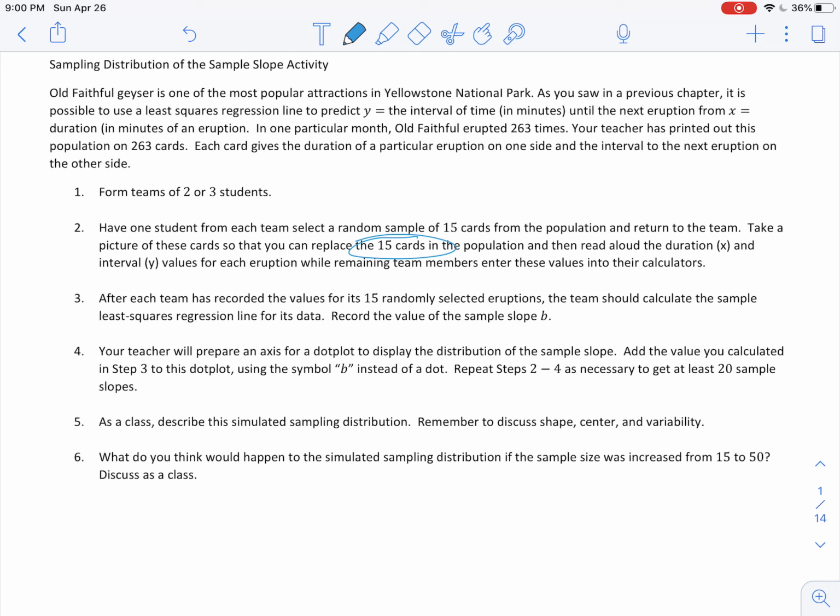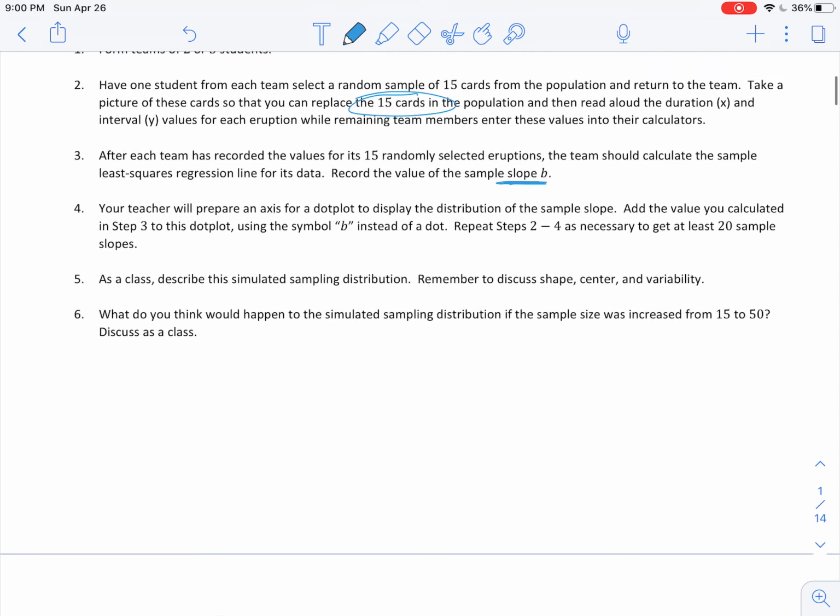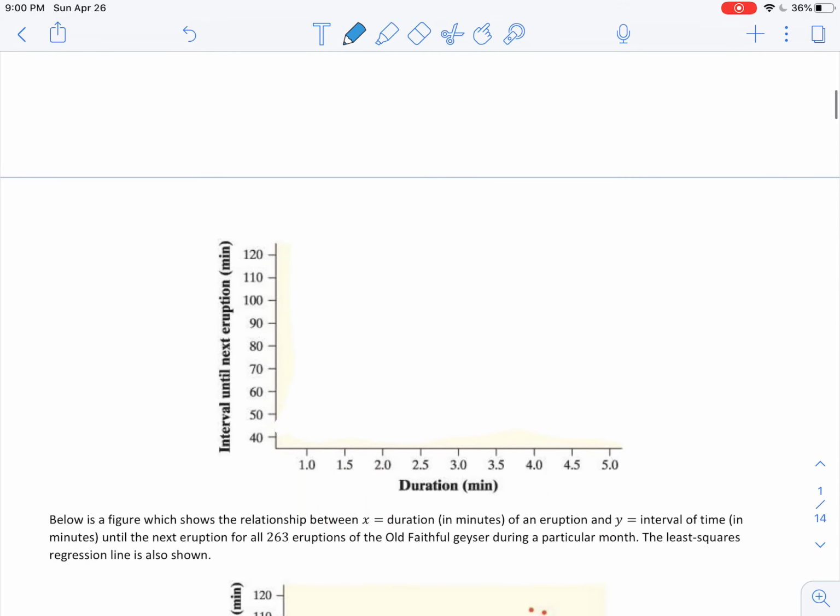Now, we would have done an activity where I made you get in groups. We selected a sample of 15 cards representing Old Faithful eruptions. You would calculate your least squares regression line, and you would get a slope. And then I would make your group report your sample's slope. And then we would do this again and again until we'd have about 20 of these slopes. And so I would make everybody put all their slopes up on the board.